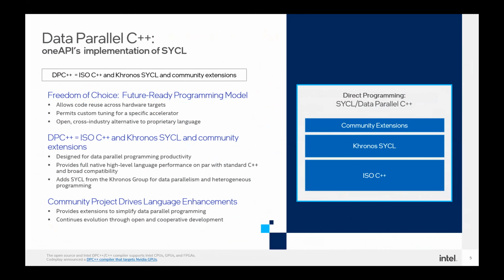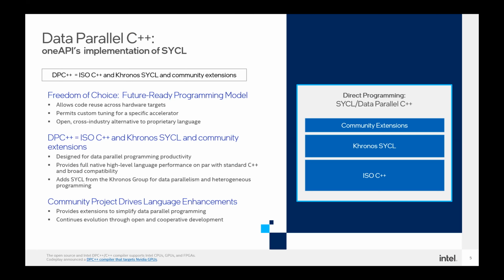So let's focus now on Data Parallel C++ first. Just a couple of things about that. Data Parallel C++ is the oneAPI implementation of SYCL. This is a high-level language that is designed for data parallel programming productivity, and it is based on the C++ language. DPC++ provides full native high-level language performance on par with standard C++. And it simplifies code migration from proprietary languages by providing a programming model that is familiar to GPU software developers.